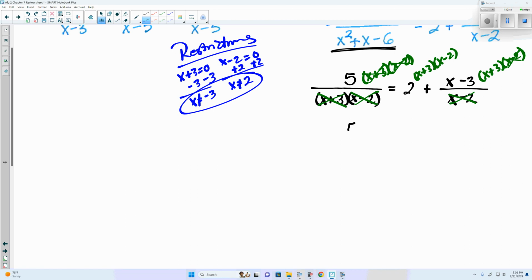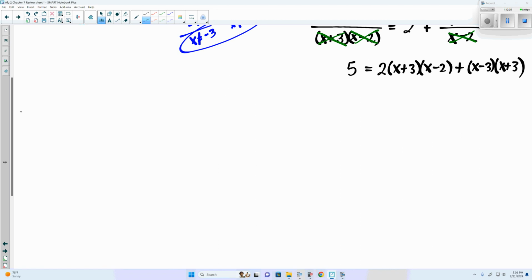And what that leaves us with, on the far left, we have 5. In the middle we have 2 times x plus 3 times x minus 2, plus x minus 3 times x plus 3. Now at this point we multiply out. We do have to leave the parentheses around this here because of the 2 in front. Because if there's a 2 or a minus when we're distributing, we do need to leave the parentheses there until we multiply or distribute it through.